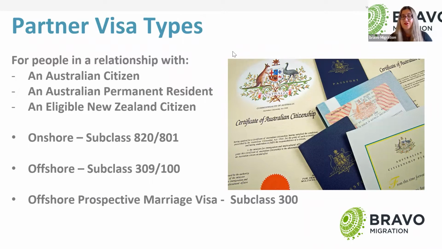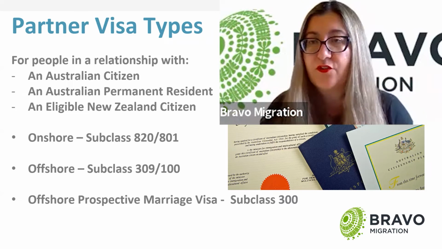Starting with the basics today, I want to put out there what partner visa types we have in Australia. We have 3 types. We have an onshore visa subclass, meaning for people who are in Australia when they apply for that visa. We have an offshore subclass, that means people who are outside of Australia when they apply. And we have a prospective marriage visa, or what some people call the fiancé visa, which is for people who are going to get married. That one is only for people who are outside of Australia.